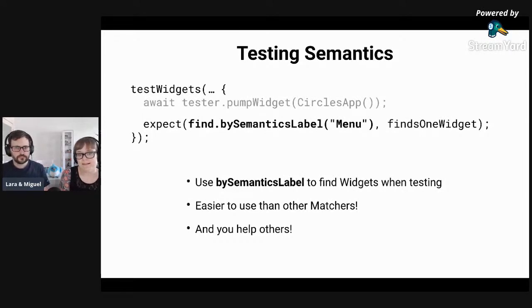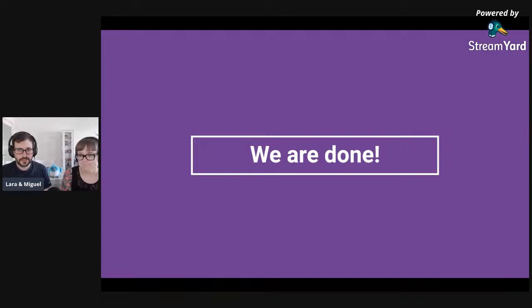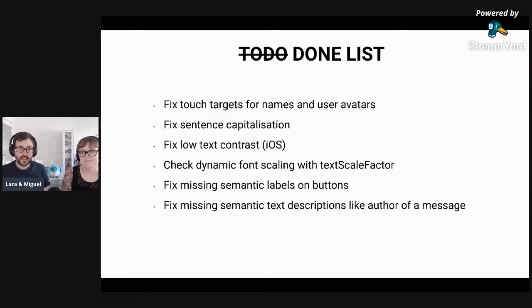This is easier to use than even other testing methods, I would say. By having semantics label, you help others, and at the same time, you can keep your semantics code tested. Okay, so we are done with the coding. If we check again our to-do list, we have now completed most of the tasks that we have proposed.